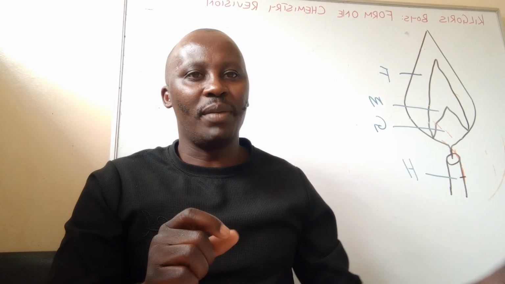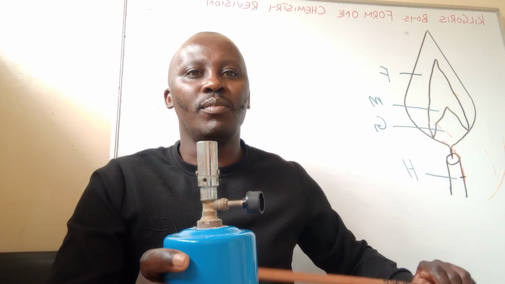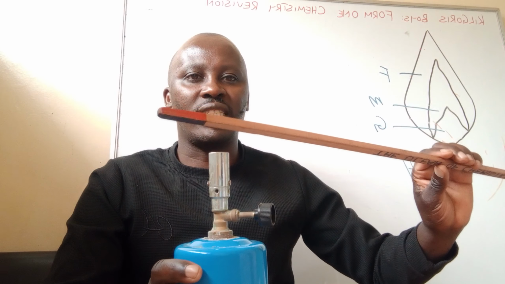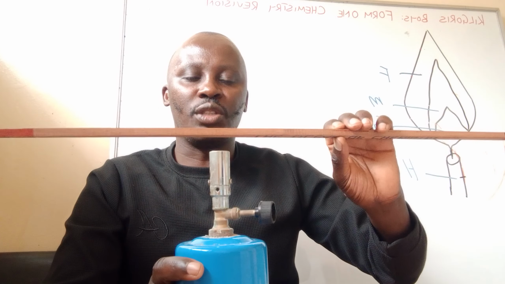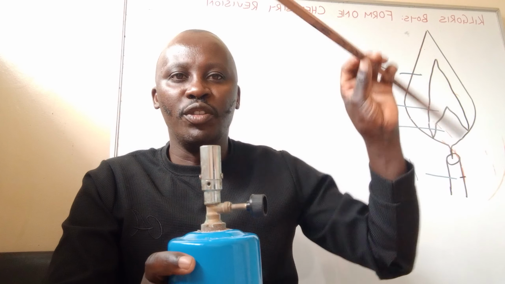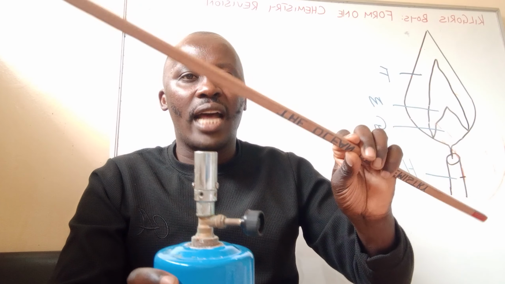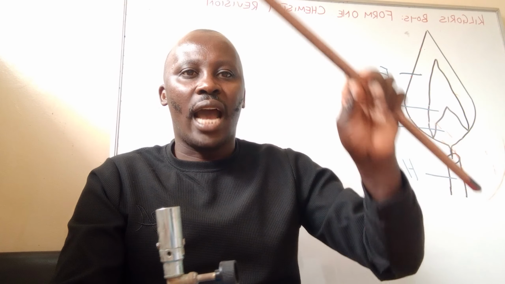So you will have a Bunsen burner, and this is a luminous flame. You slide in a matchstick or a manila paper, and then you remove it quickly before it catches fire. Then what will happen here? The inner part remains unburnt.